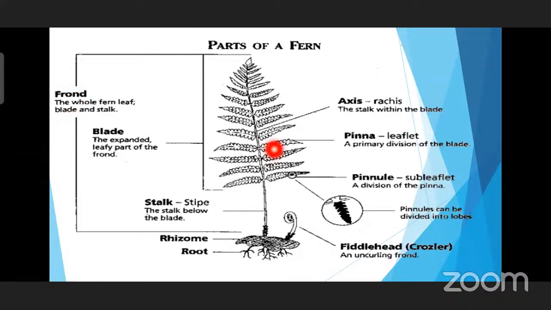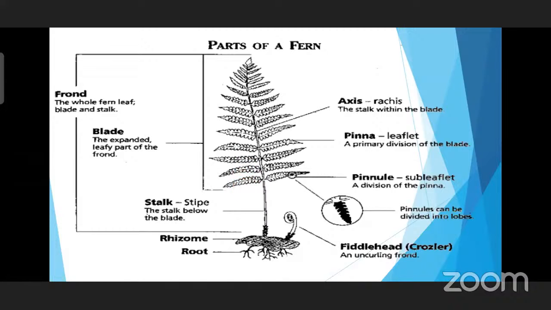And you can see the blade, the expanded leafy part of the frond. And these fronds will be having the sporophylls, where the sporangium will be giving the spore. Mother cells will undergo meiotic division and produce the spores. The spore formation will be taking place.